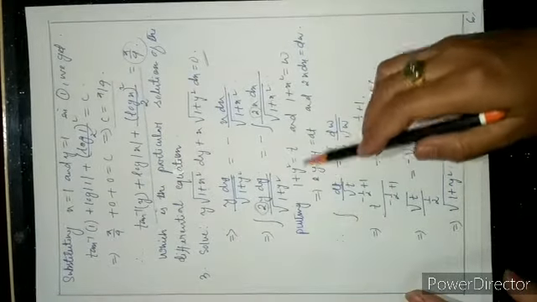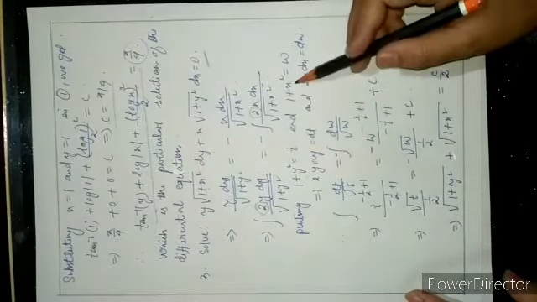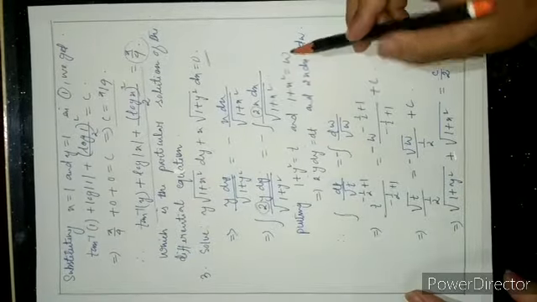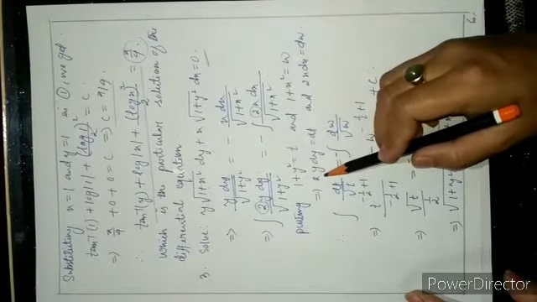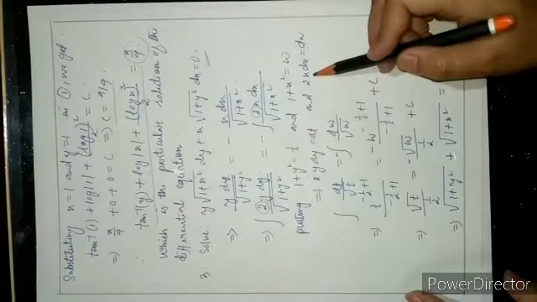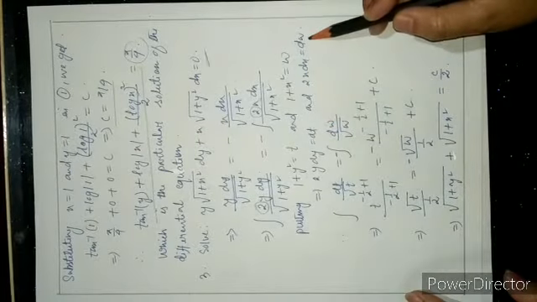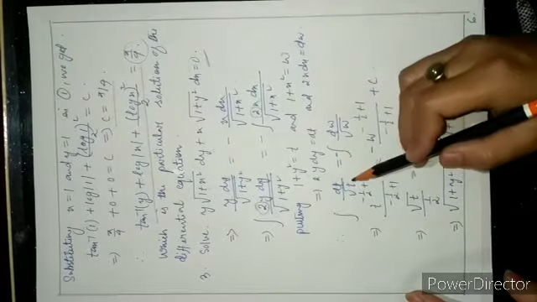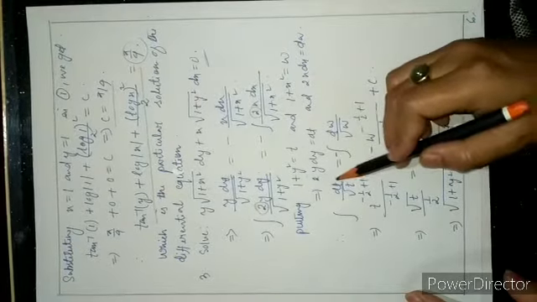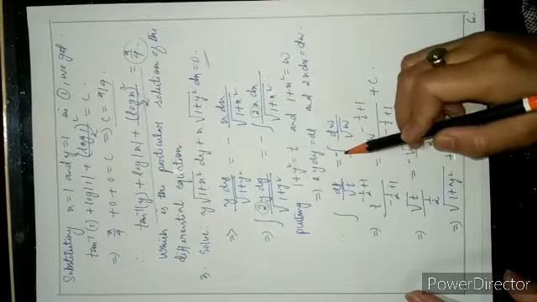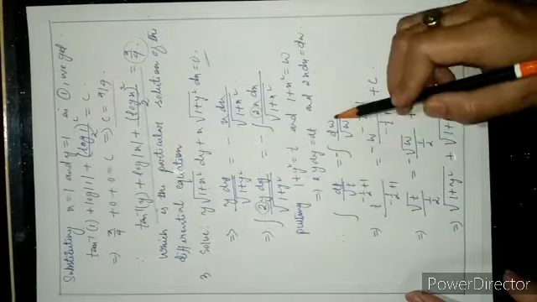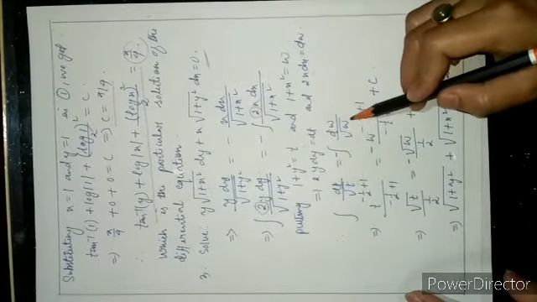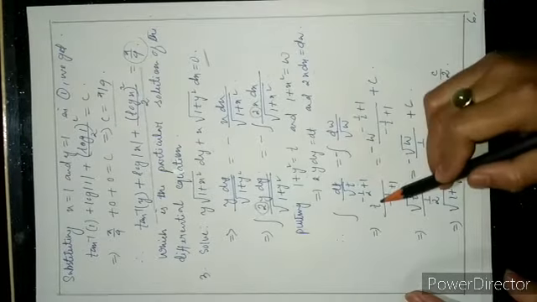Now putting 1 plus y square is equal to t and 1 plus x square is equal to omega. Differentiating, 2 times y dy is equal to dt and 2 times x dx is equal to d omega. By applying this substitution, the given integral becomes dt divided by root over t on the left, and on the right hand side minus d omega by root over omega.